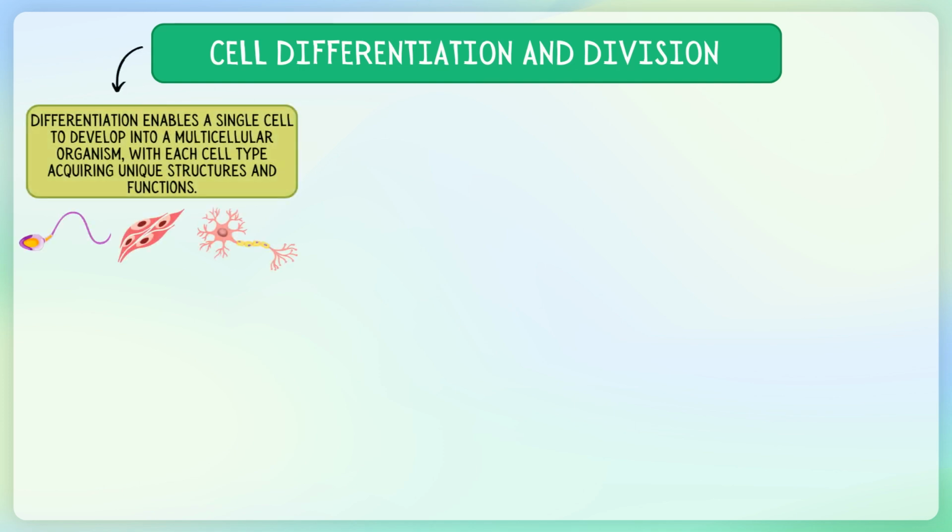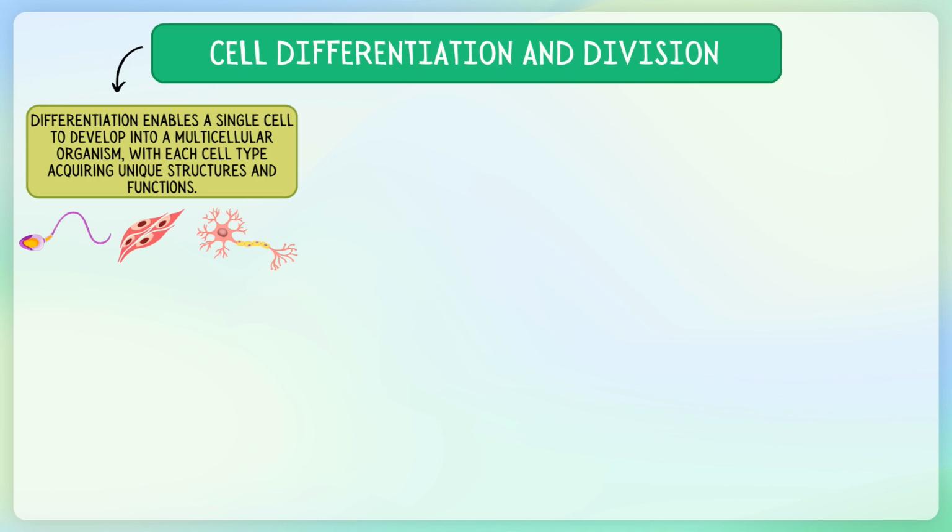In today's lesson, we explored the important concepts of cell differentiation and division. To begin, we emphasized how cells become specialized to perform specific functions. We then examined the process of differentiation, which is essential for the development and functionality of complex life forms. This process enables a single cell to develop into a multicellular organism, with each cell type acquiring unique structures and functions. Understanding this is key to appreciating the complexity and diversity of living organisms.